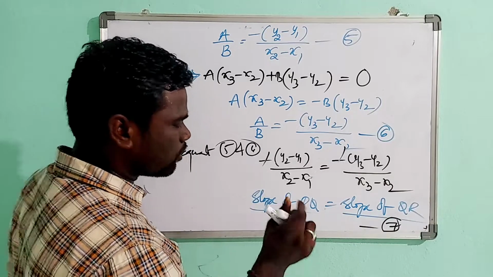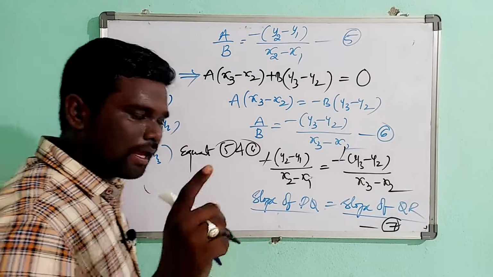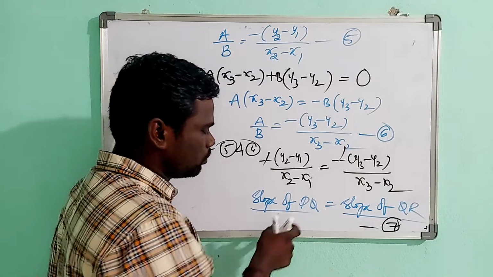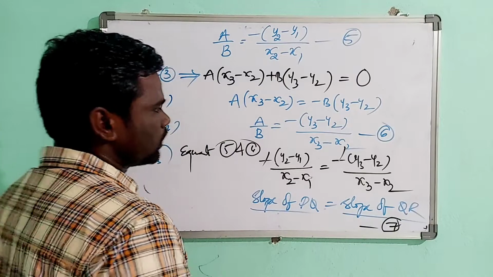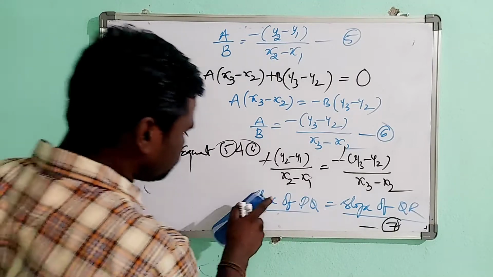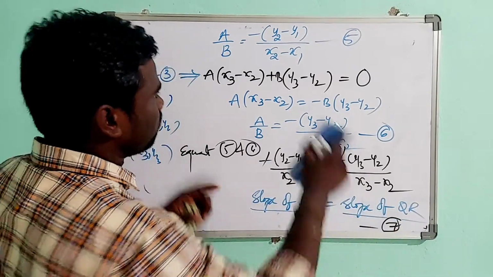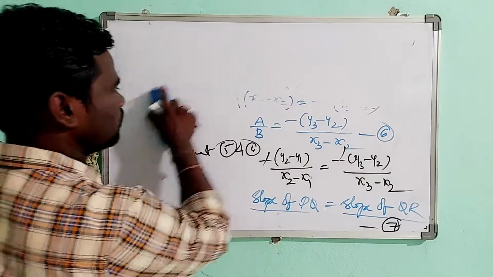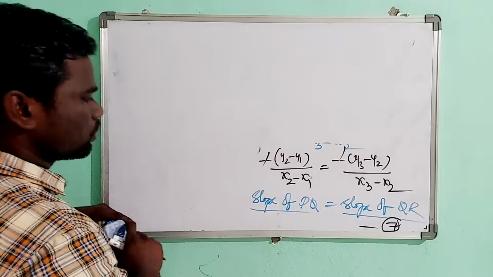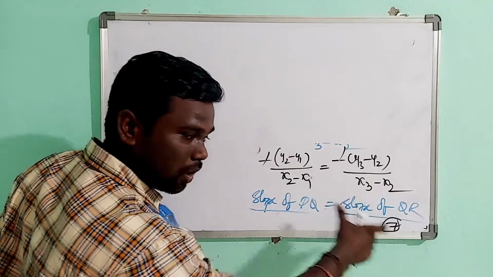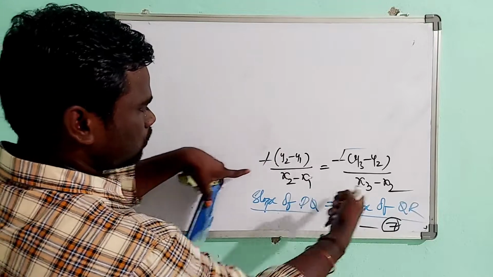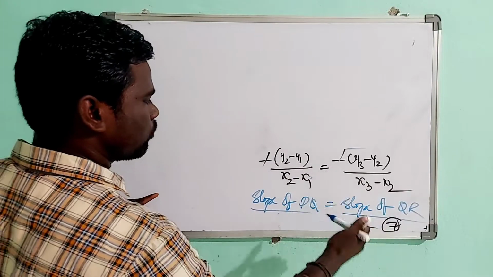So when is it possible? If the 3 points lie on the same line, then only is it possible for the slopes to be equal. Now this is the one condition, and we will move on to the second one. Here I am proving that slopes are equal. What I am trying to do is take a cross multiplication here. What do we get?